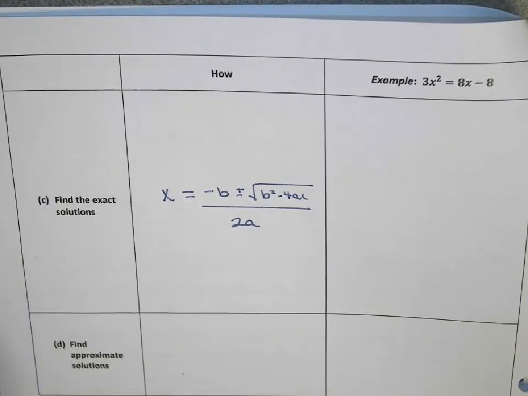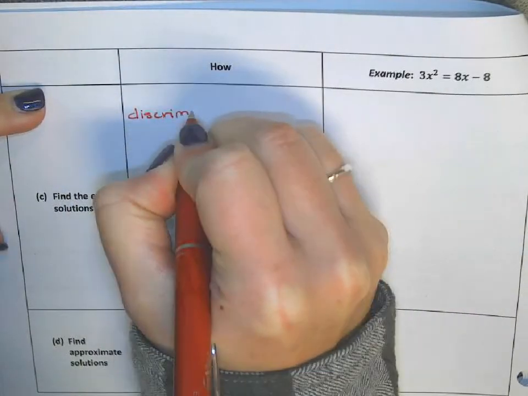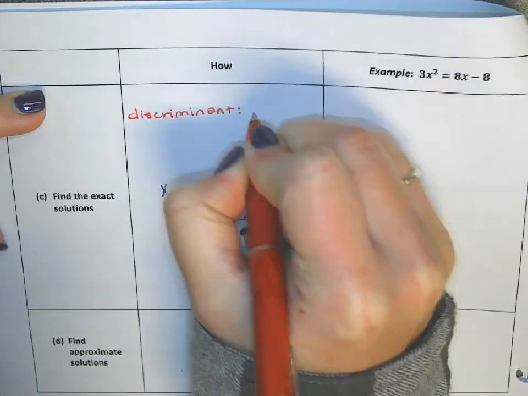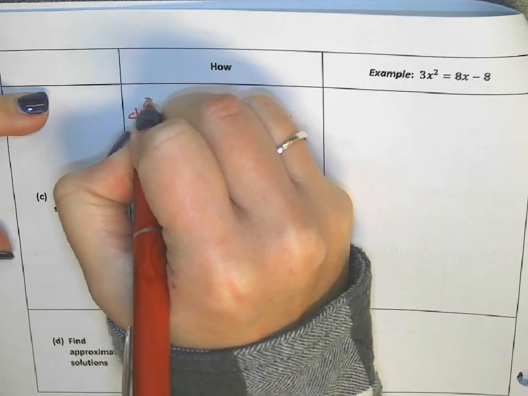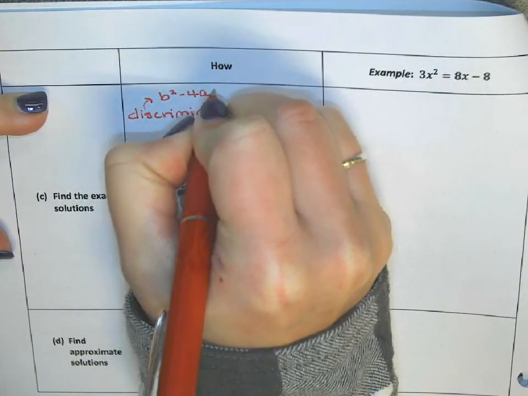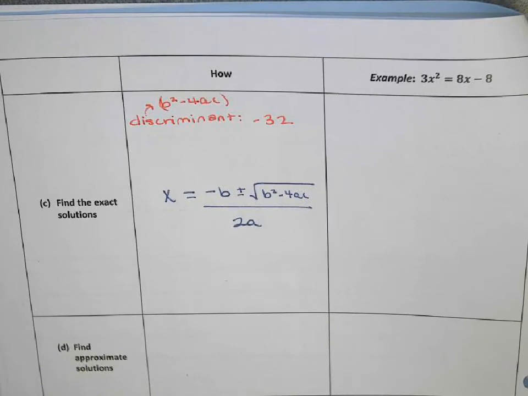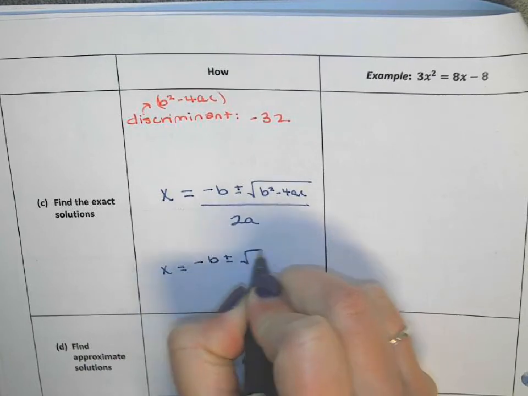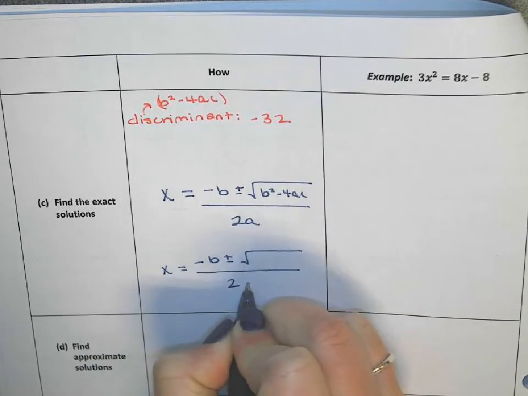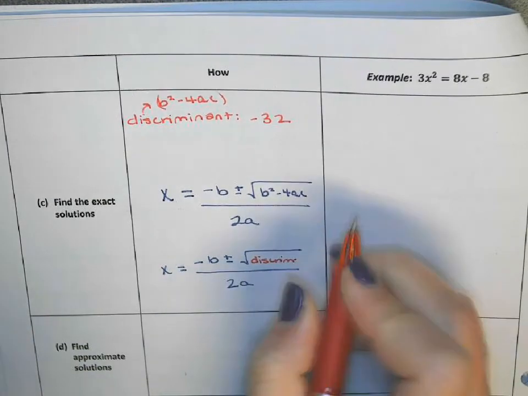Okay? But remember that your discriminant was negative 32. And the discriminant was the value of b squared minus 4ac, which was underneath that radical. Right? So what I'm actually going to be doing here is x equals negative b plus or minus the square root of the discriminant that I already found.